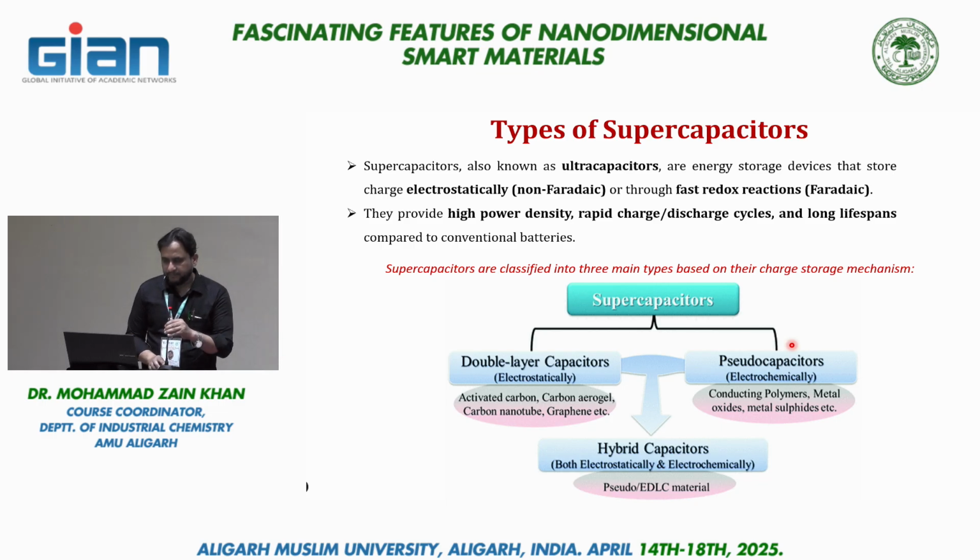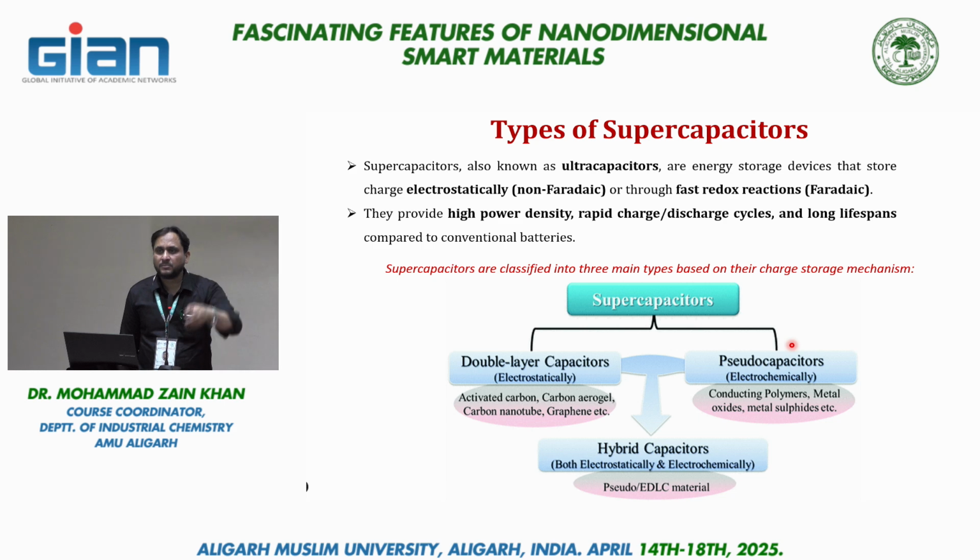Broadly, these supercapacitors are called either EDLC supercapacitors or pseudocapacitors. Now, what is the difference between an EDLC and a pseudocapacitor? EDLC's full form is electrical double layer capacitance, and electrical double layer capacitance means it is actually storing energy in the form of a double layer.